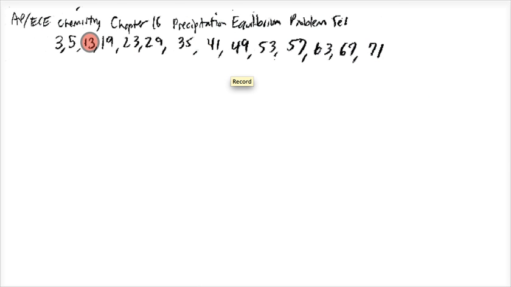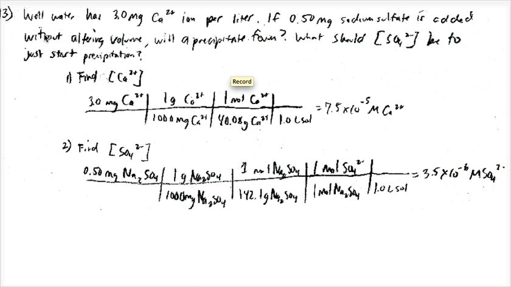Let's take a look at problem 13. In problem 13, you're told that well water has 3 milligrams of calcium 2+ ions per liter, and if 0.50 milligrams of sodium sulfate is added without altering the volume, will a precipitate form? And then the question is, what should the sulfate ion concentration be to just start precipitation? So this is a problem where you kind of have to think about what you know, what you have, and how to proceed from there.